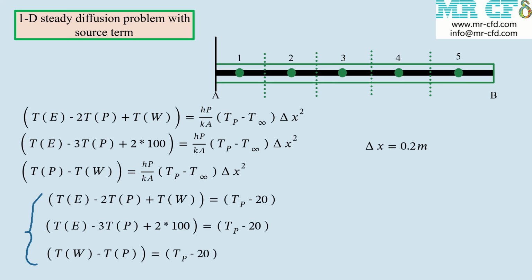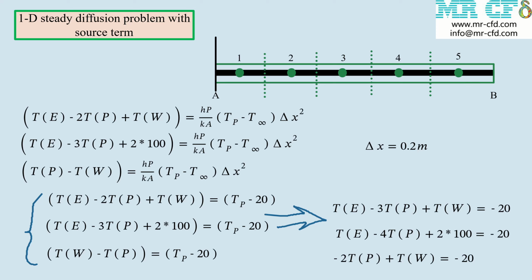Also, by rearrangement of these equations, the final system of equations will be obtained. So for the internal nodes, the temperature at the east node minus 3 times the temperature at the point that we want, plus the temperature at the west, is equal to minus 20. For the first node, the temperature at the east minus 4 times the temperature of the first node plus 200 equals minus 20. And for the last node, minus 2 times the temperature at the last node plus the temperature of the west node must be equal to minus 20.